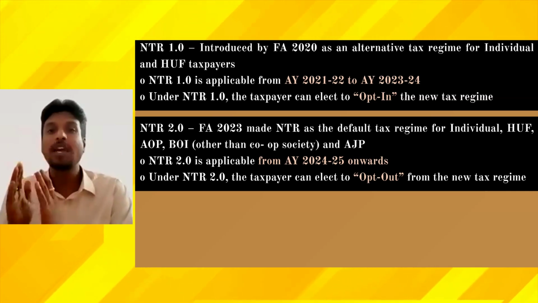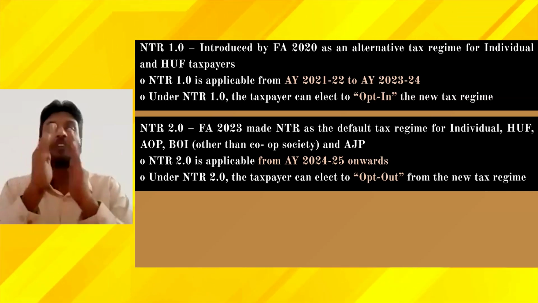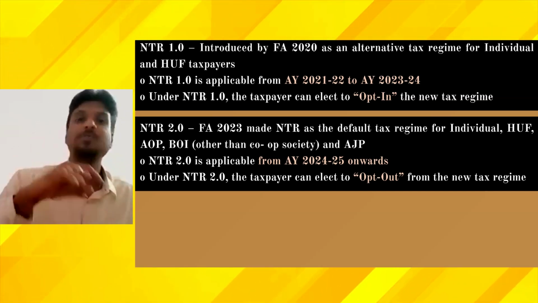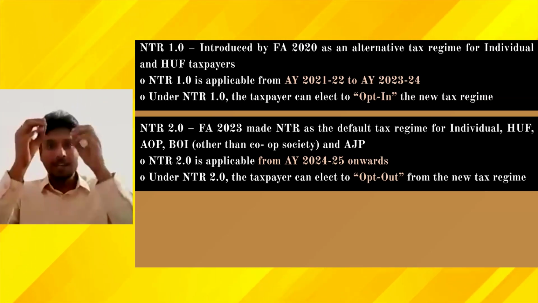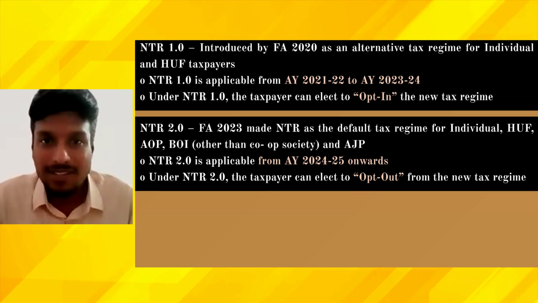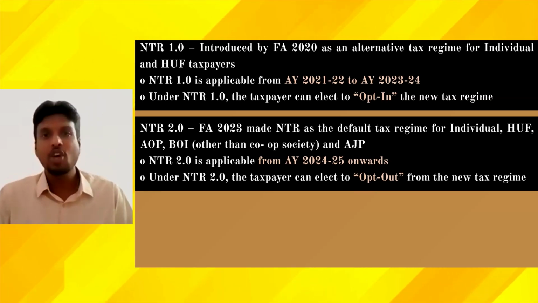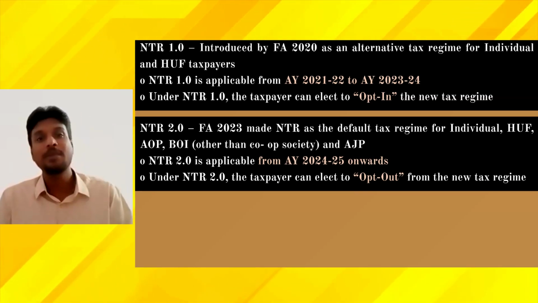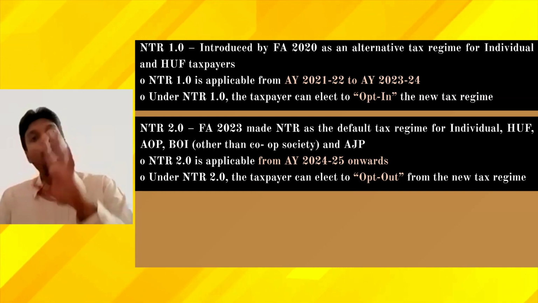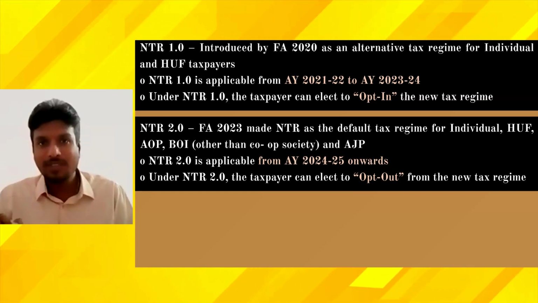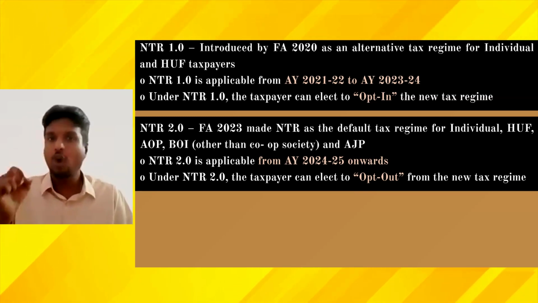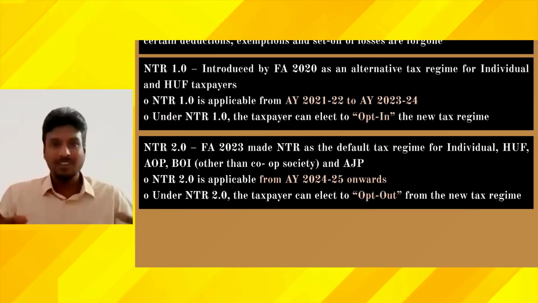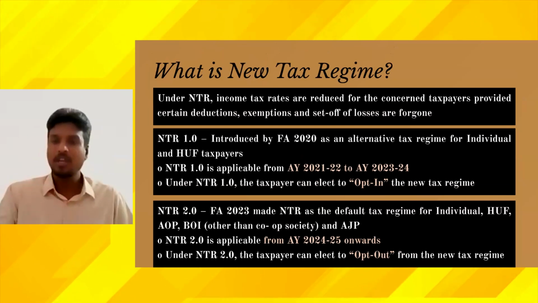But if you want to enjoy the old tax regime, you will have to go out from the new tax regime to the old tax regime. Thereby, it is opt out from the new tax regime that you will have to prefer. From Finance Act 23 onwards, automatically you are under the new tax regime. Earlier, somebody used to be automatically under the old tax regime, and they used to go to the new tax regime by opting in. Now, automatically they are in the new tax regime in the 2.0 version, and they'll have to opt out from the new tax regime to the old tax regime.